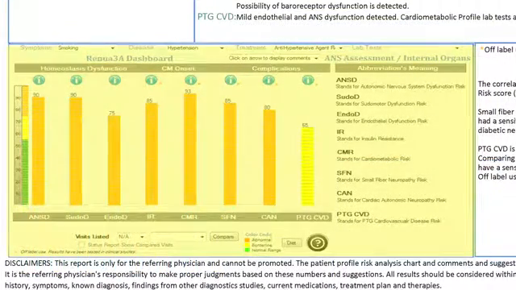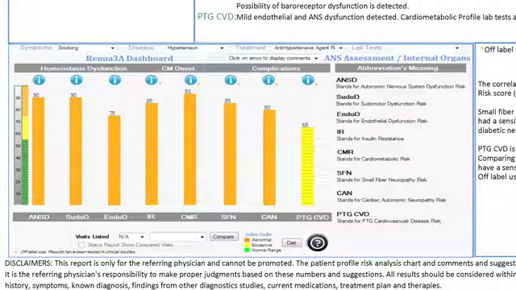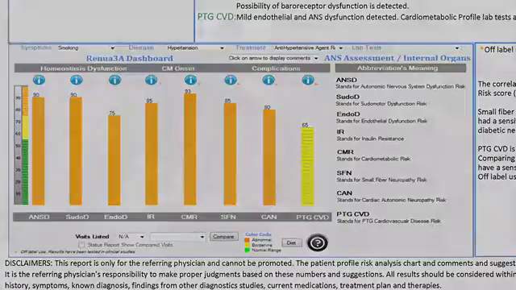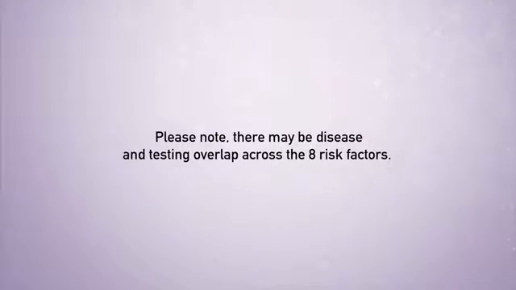We'll review each risk factor, suggest possible diseases they help evaluate, and review additional testing that may be pursued based on elevated risk factor measurements. Please note, there may be disease and testing overlap across the 8 risk factors.